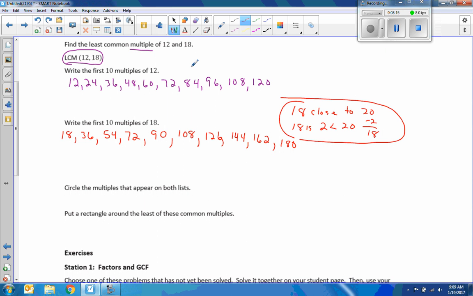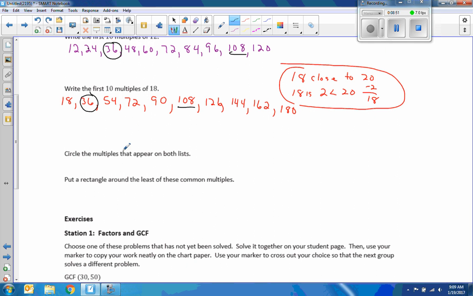When we're doing multiples, there's infinitely many. We can keep going forever and ever. This just said to write the first 10. Now it says find the least common multiple. 12 is here, but it's not here. 18 is here, but it's not here. 24, no. 36, yes, there it is. 36 is the least common multiple. There are others, 108 for instance, but that's not the least.